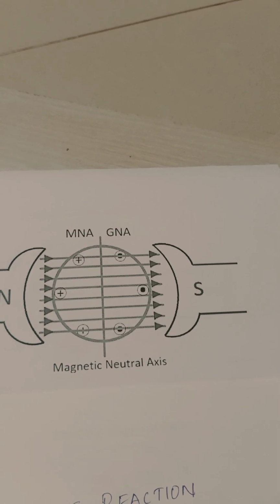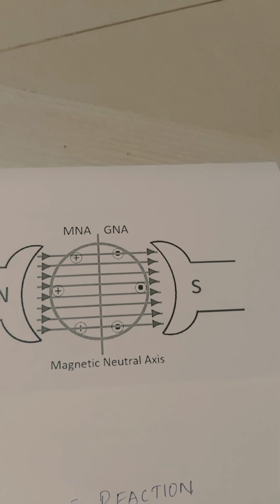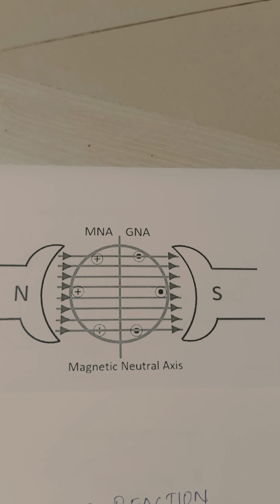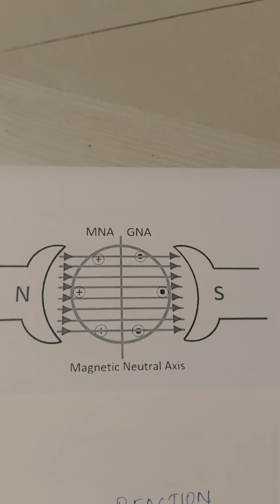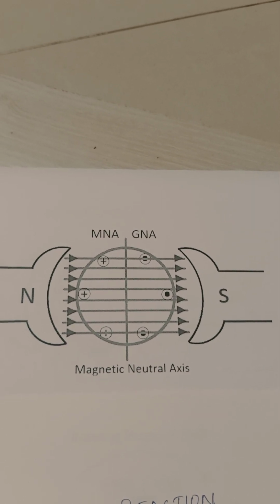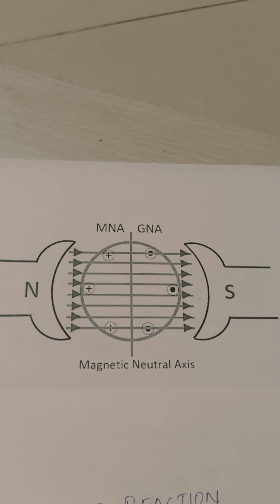This armature flux causes two effects on the main field flux. The first effect is the armature reaction distorts the main field flux. The second effect is it reduces the magnitude of the main field flux.